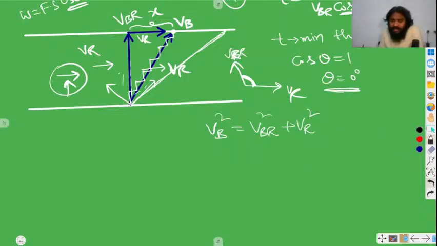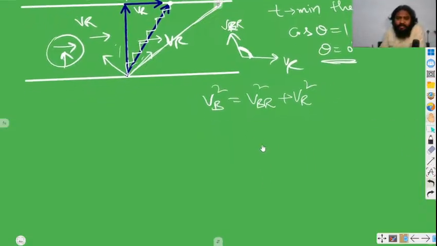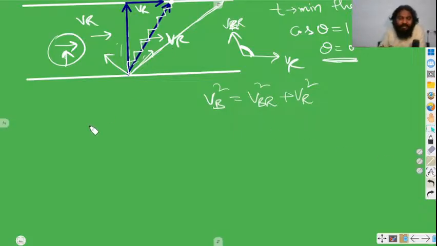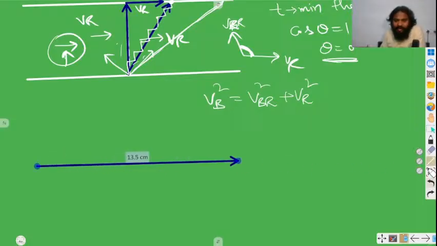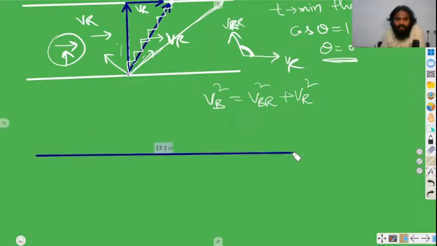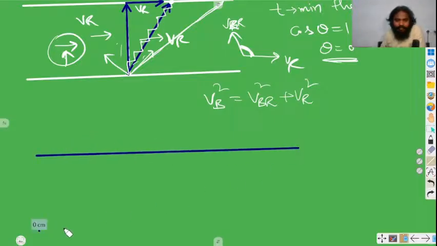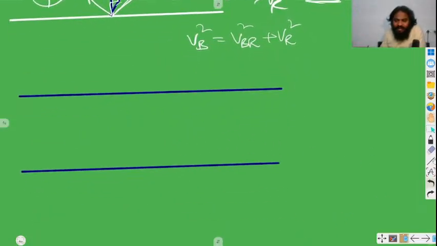And next, crossing the river in the shortest path. Before, in the quickest path, it takes a very small amount of time, but this time what we are doing is different. This is the river, this is vertical, and the width of the river is L.